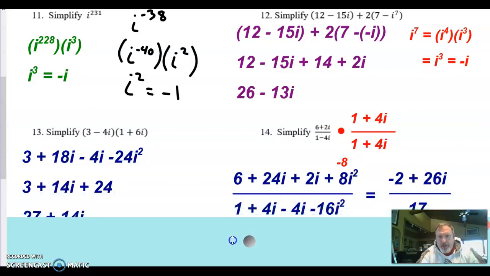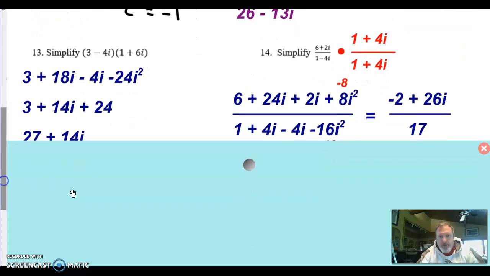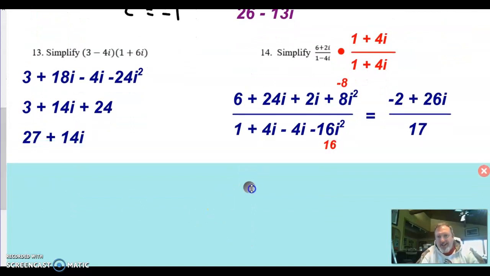All right, 13, again, we're just straight up foiling there. Let me slide this down a little bit. So 13, we foil. Remember, when you get i squared, that is negative 1. So negative 24 times negative 1 is really positive 24. Then combine our real numbers, so 27 plus 14i.